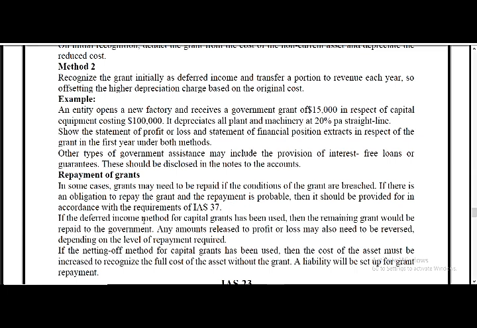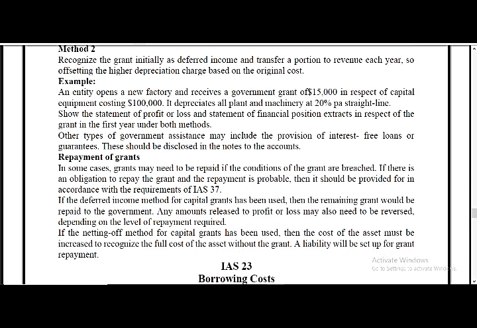If the deferred income method for capital grants has been used, which we did recently, then the remaining grant would be repaid to the government. Remaining grant, let's suppose 12,000, that will be paid. Any amount released to profit or loss may also need to be reversed depending on the level of repayment required. If all the grant will be repaid, you have to reverse the revenue portion as well. If the netting off method for the capital grant has been used, then the cost of the asset must be increased to recognize the full cost of the asset without the grant, and a liability will be set up for the grant repayment.